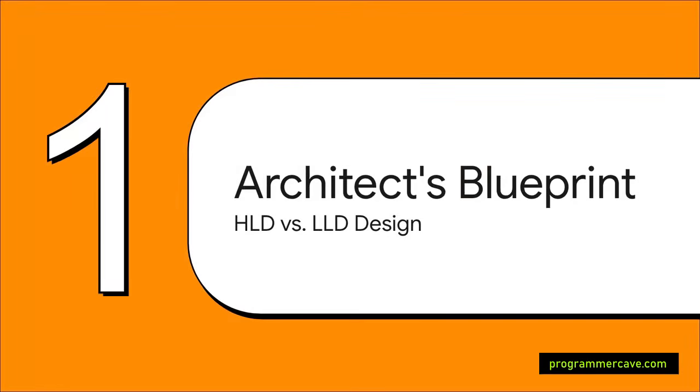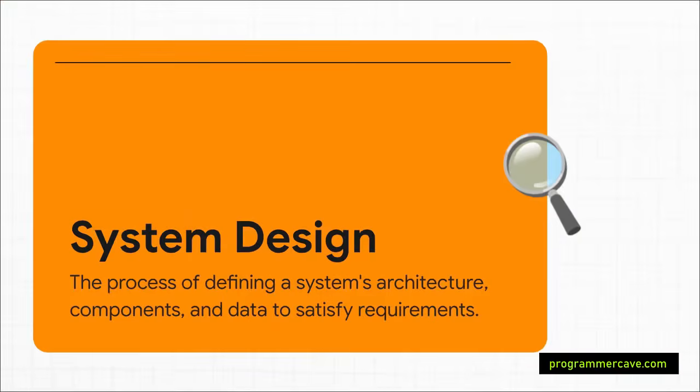Before you can build a skyscraper that's not going to fall over, you need a plan, a blueprint. In the world of software, that blueprint is our system design. And just like building a house, there are different levels of detail we need to think about. So what is it, really? At its heart, system design is just the process of figuring out all the pieces of the puzzle. The architecture, how the different parts talk to each other, where the data goes, all to make sure the system actually does what it's supposed to do. It's all about making smart choices up front so your app doesn't fall apart later.